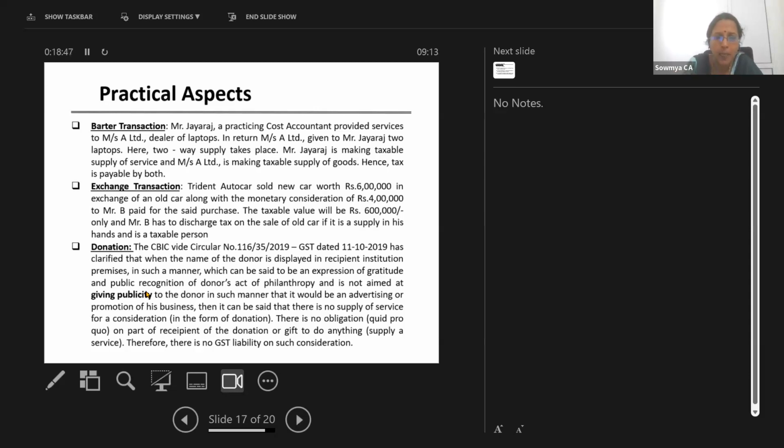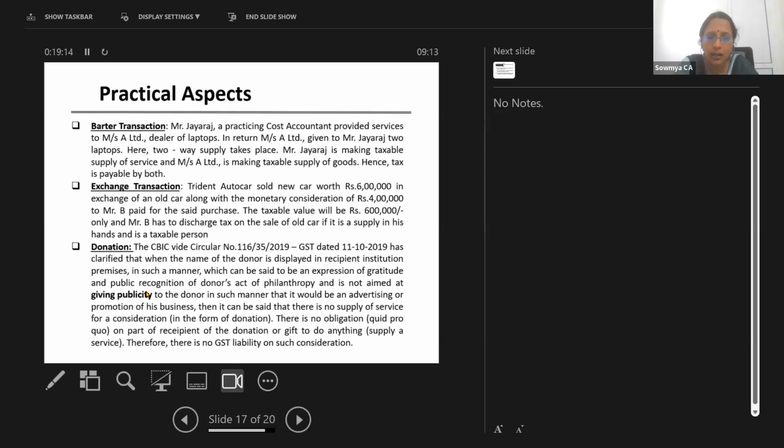or whether it will be the cost of the laptops that are usually sold at market price. So here Mr. Jairaj will be charging whatever the value of the supplies he charges in the market for such services, and A Limited again will be liable to charge GST on the supply of the two laptops at the open market value. So hence tax will be payable by both of them.